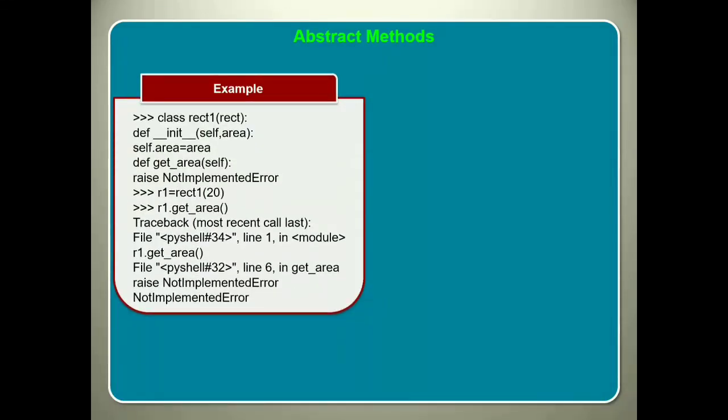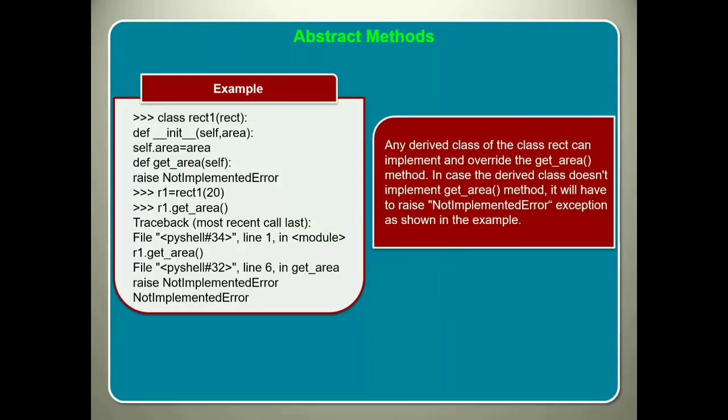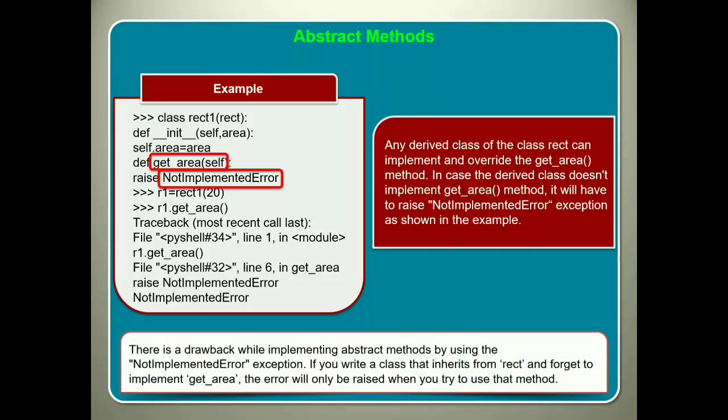Now, let us see a class rect1 which implements the abstract method of class rect. Any derived class of class rect can implement and override the get_area method. In case the derived class doesn't implement this method, it will have to raise not implemented error exception, as shown in the example. There is a drawback while implementing abstract methods by using the not implemented error exception. That is, if you write a class that inherits from rect and forget to implement the get_area method, the error will only be raised when you try to use that method.